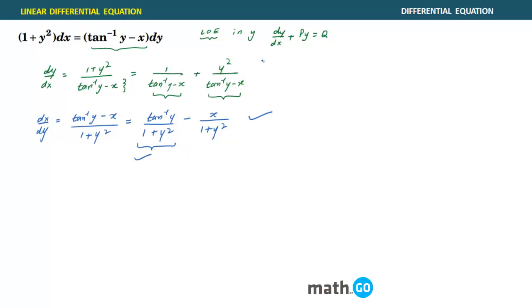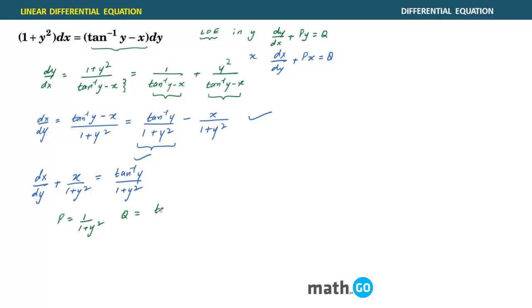So rather than saying LD in y, I'll try and form LD in terms of x, which should be written something like this. So there is an x term here. So that means I will say dx by dy plus x upon 1 plus y square equal to tan inverse y by 1 plus y square. Now this is completely arranged in LD form, where the value of p is 1 upon 1 plus y square, and the value of q is tan inverse y upon 1 plus y square. This is the value that you will obtain.